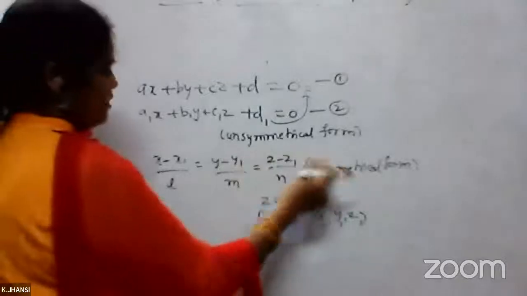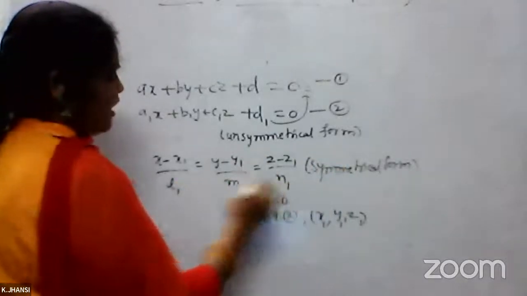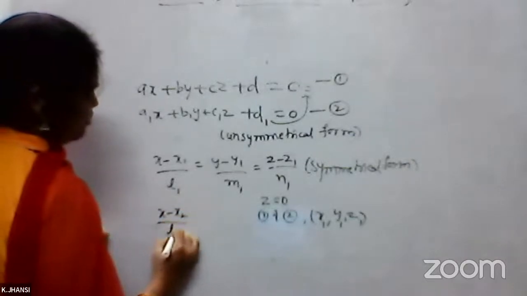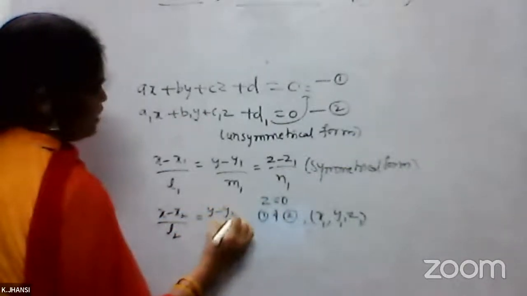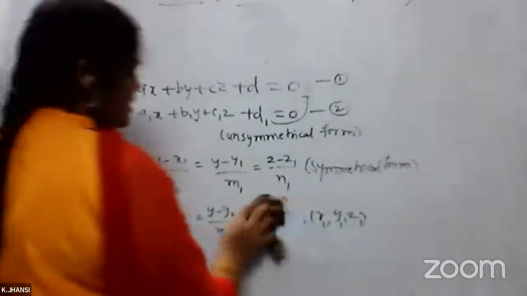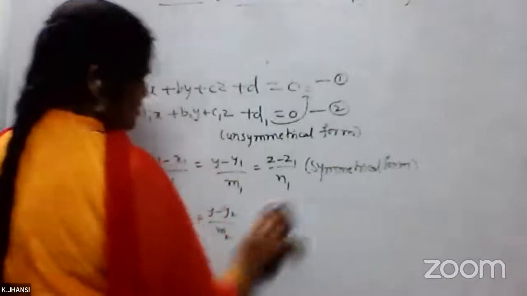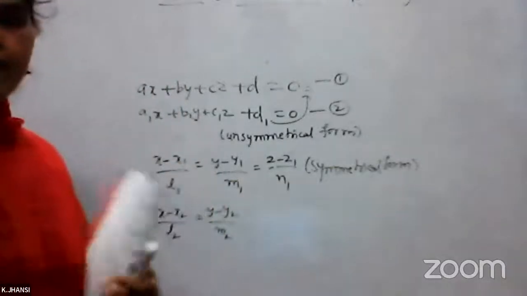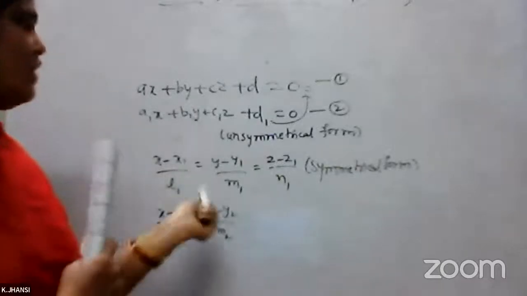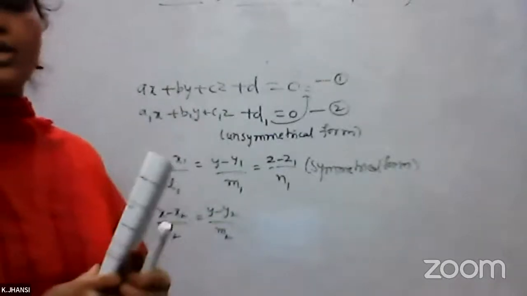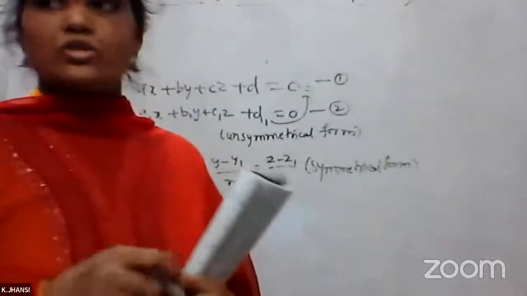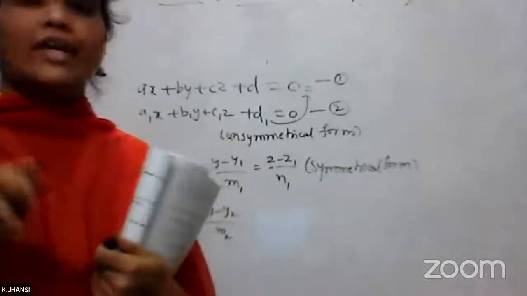When they are in the symmetrical form, it is L1, M1 and N1 you will have. Next, x minus x2 by L2, y minus y2 by M2. So this is the important one. First they will ask whether the given lines are intersecting and find the point of intersection, or else given two lines are coplanar to each other and find the equation of the plane. So two types of questions will be there. These two types of questions are for 10 marks questions.